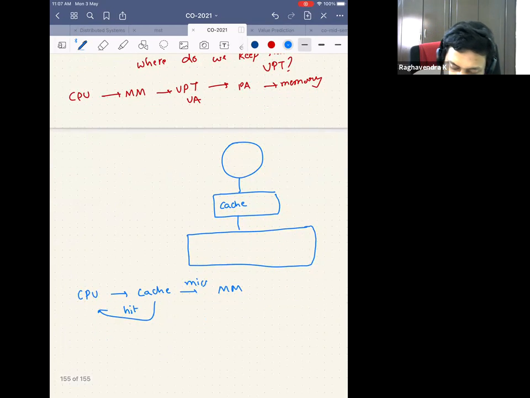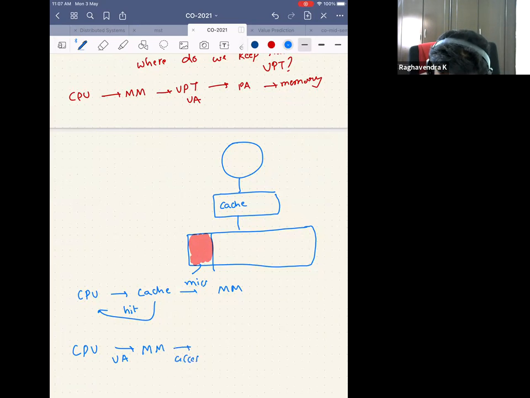But now, since there's a virtual page table sitting here, and the address that the CPU generates is virtual, I generate the virtual address. Now I have to access the main memory, I have to access the virtual page table. So to access the virtual page table, I go to the main memory, access the virtual page table, get the physical address, and then go to the main memory or to the cache.